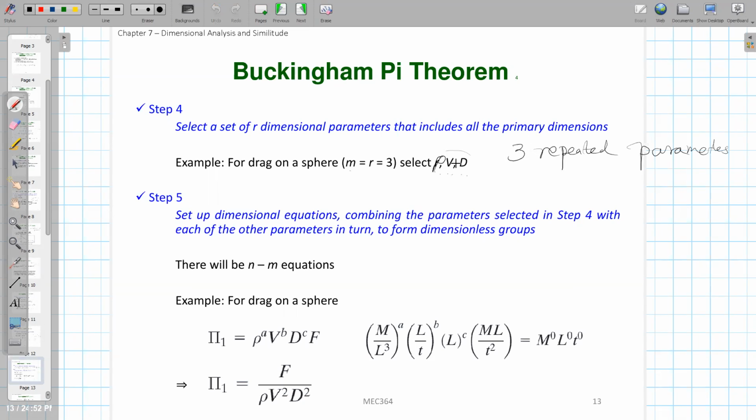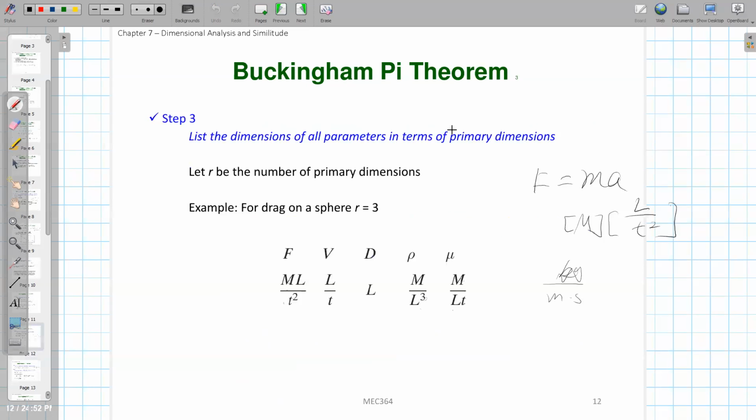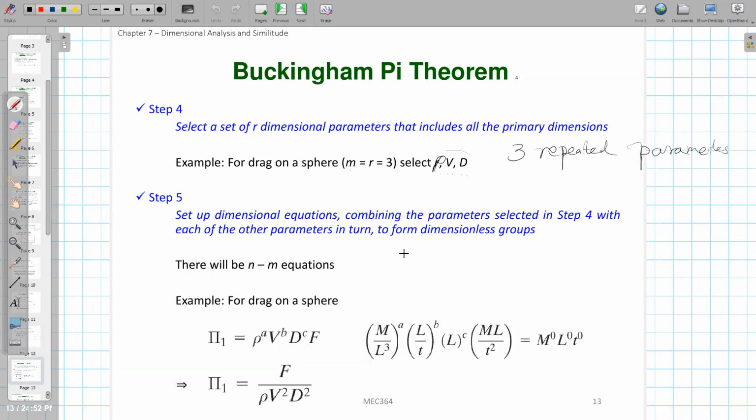Okay, so why do we choose rho, v, d? It doesn't matter. You can choose. We have 5 parameters here, right? You just arbitrarily choose 3. You can choose f, v, d as the 3, or you can choose v, d, rho as the 3. No matter which one you choose, it doesn't matter. But in this problem, let's simply choose rho, v, and d as the 3 repeated parameters. Why we choose this, we will explain later.